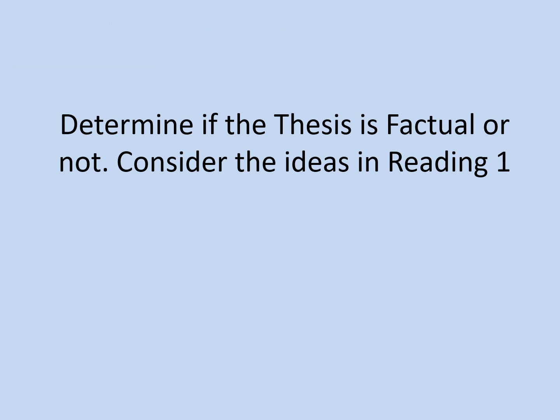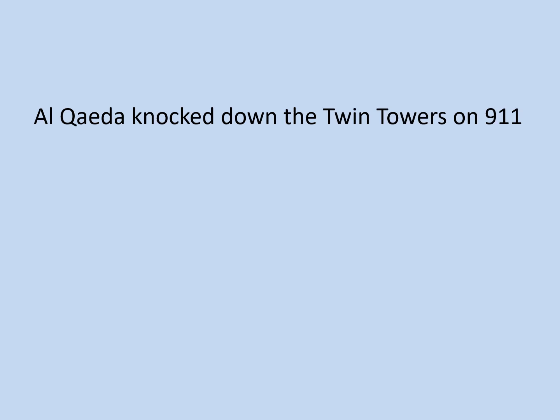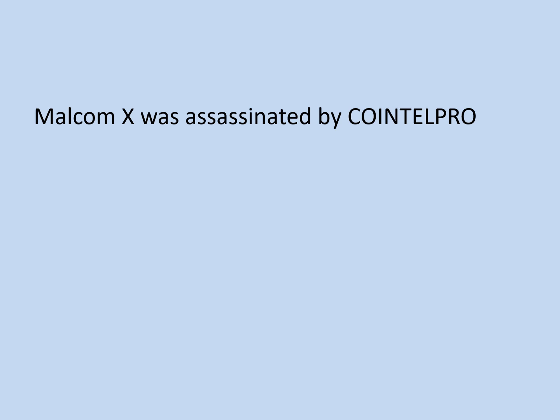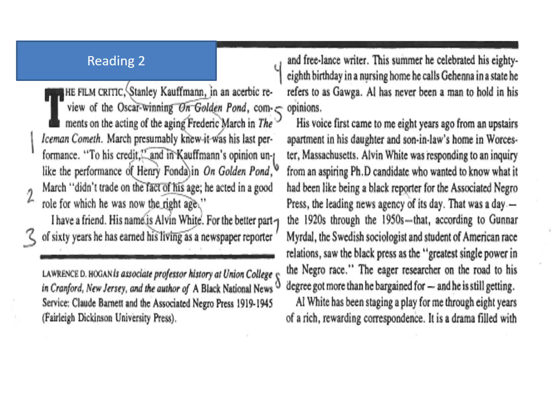Continuing with that particular theme, we're going to look at bias and facts. Malcolm X was assassinated. Is this factual, or is this biased and possibly open to interpretation? What about Al-Qaeda knocking down the Twin Towers? Malcolm X was assassinated by COINTELPRO. Is this fact, or is this a biased interpretation of this particular event? These are some of the issues you want to focus on as you're completing the reading.